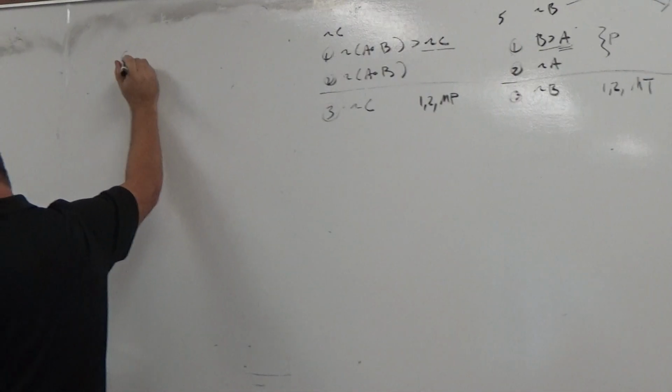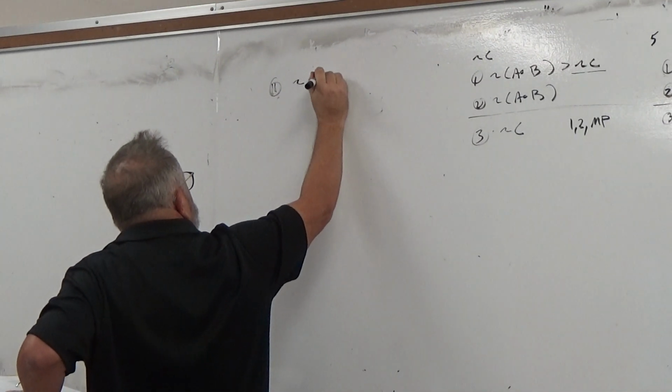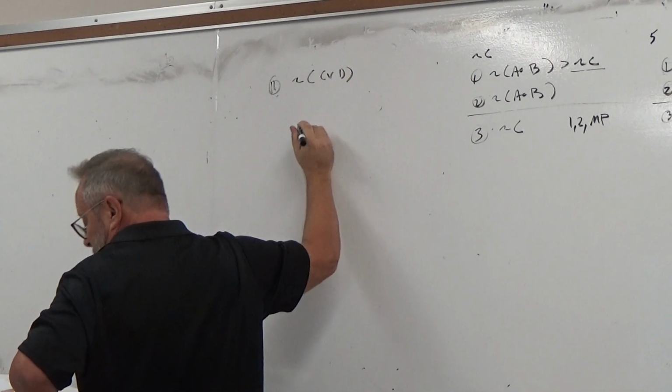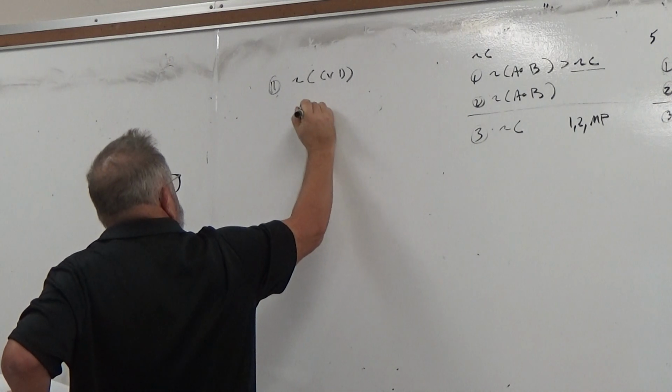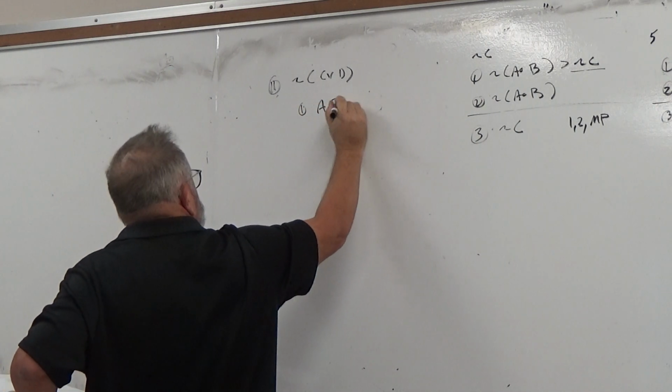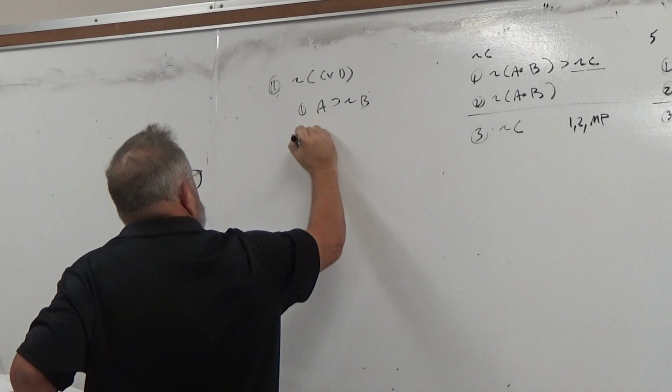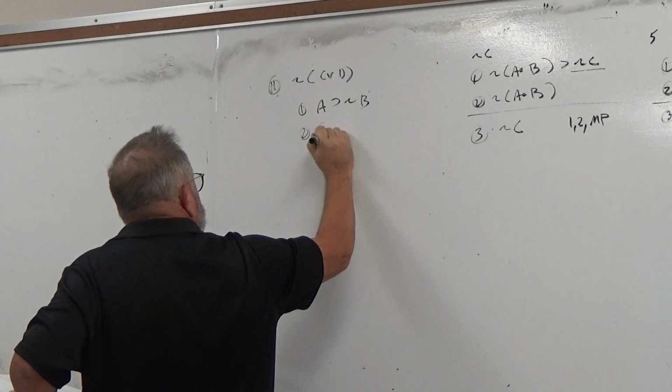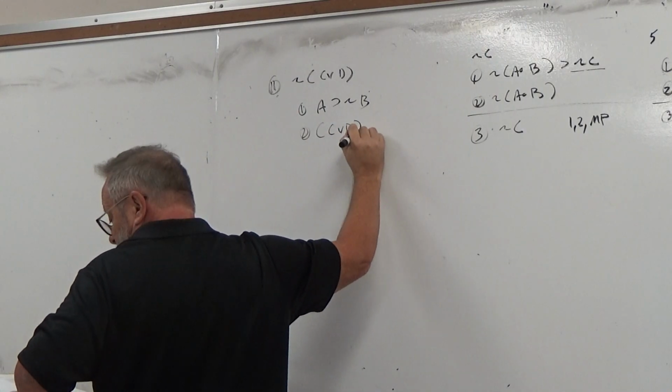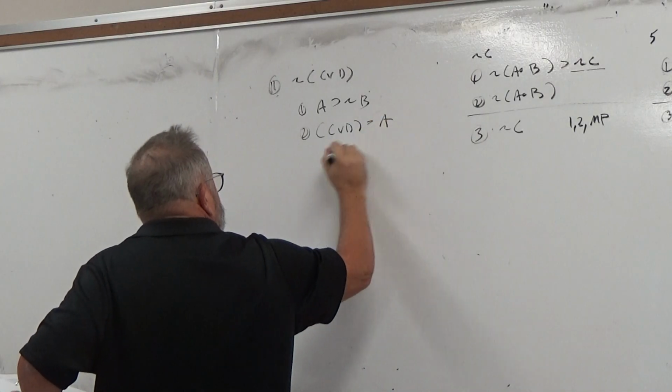Number 11, prove not C or D. Premise 1 says A, then not B. Premise 2 says C or D, then A.